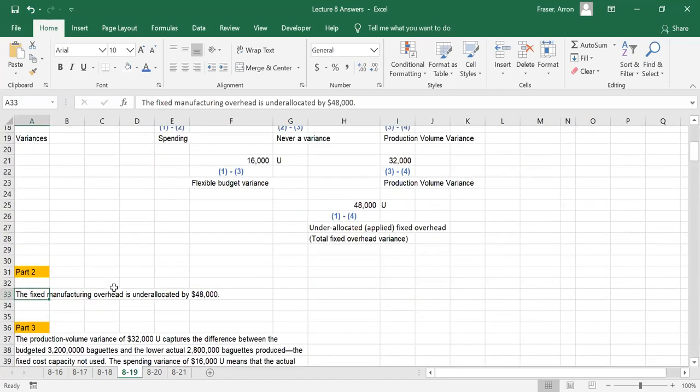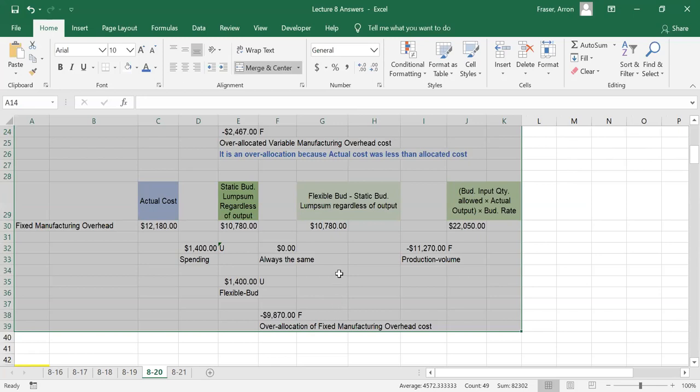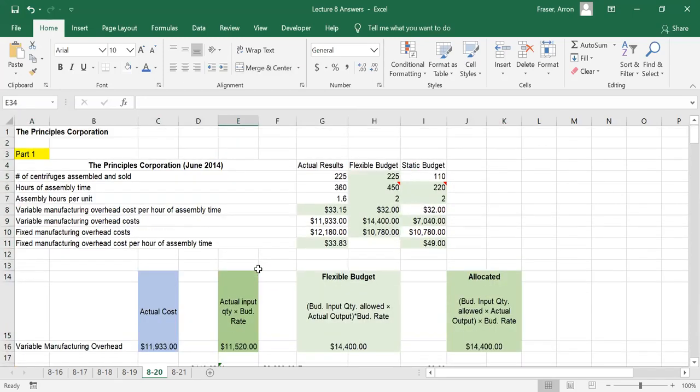This is kind of similar to the ones we did. So I'll do 820, which is slightly different. 820 gave us a table, and it looks at manufacturing overhead and variance analysis. It says the Principals Corporation is a manufacturer of centrifuge. Fixed and variable manufacturing overheads are allocated to each centrifuge using budgeted assembly hours. Budgeted assembly time is 2 hours per unit. The following table shows the budgeted amounts and the actual results related to overhead for June 2014.